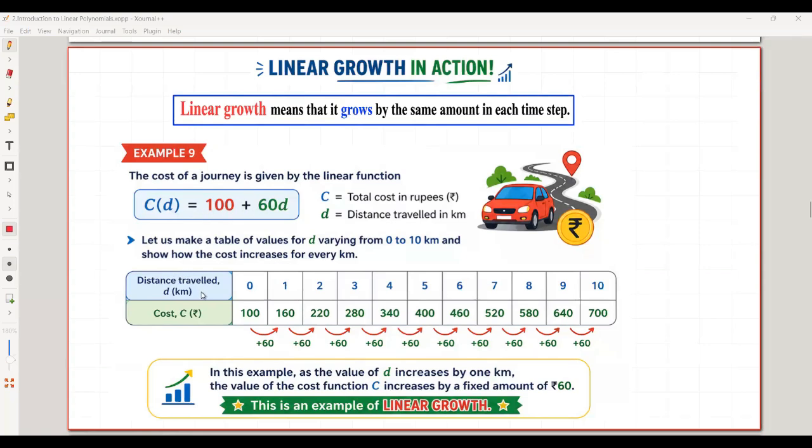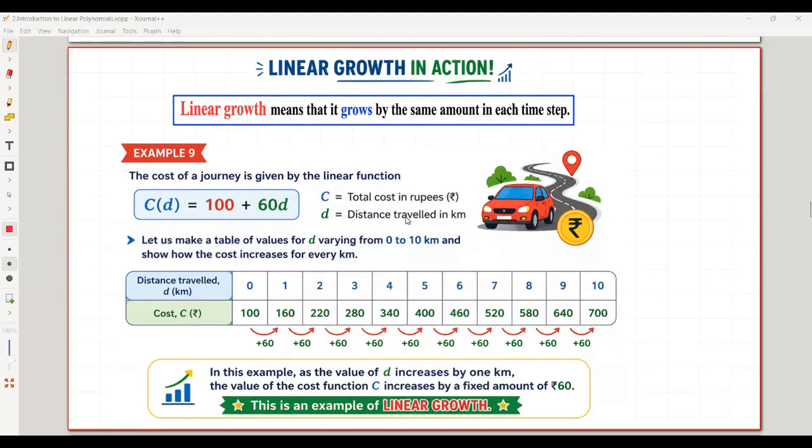If the distance traveled is 0 kilometers, that means in the beginning, the cost is 100 rupees. 100 rupees is a fixed charge, we can say. For each extra 1 kilometer, we have to pay 60 rupees extra. So a tabular column is given.